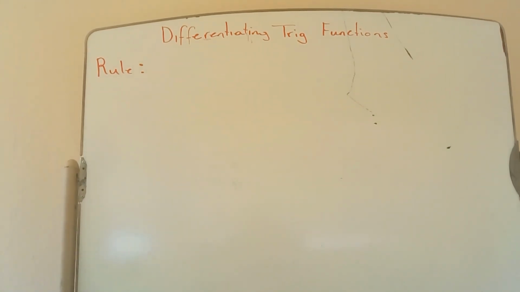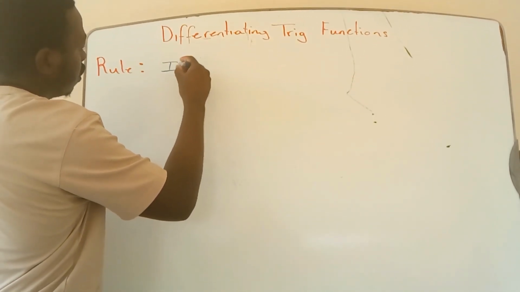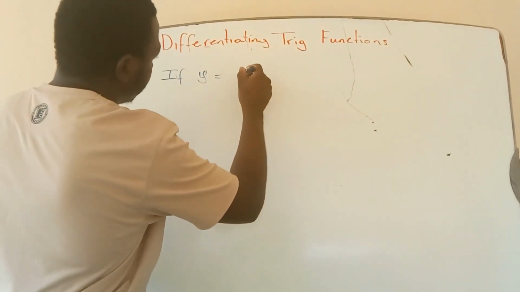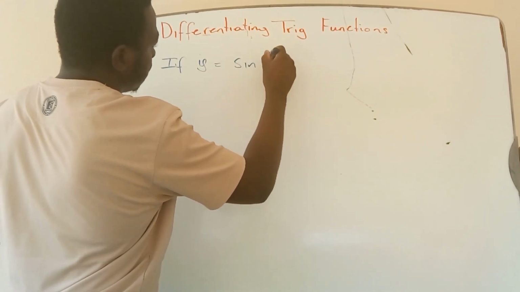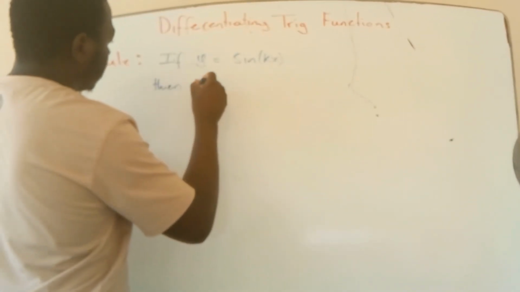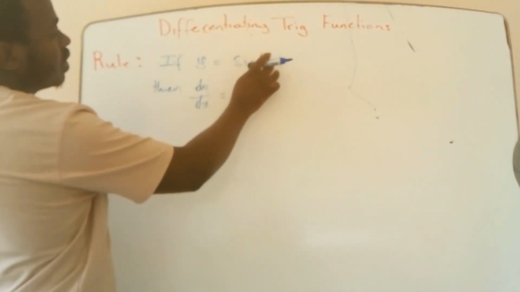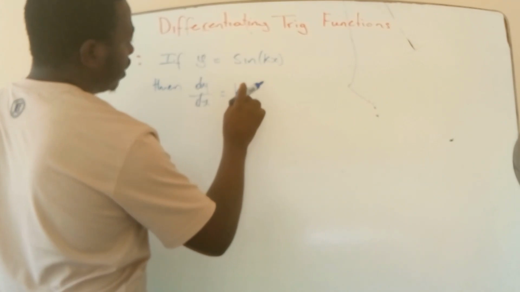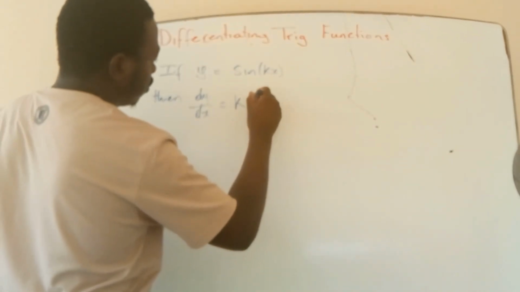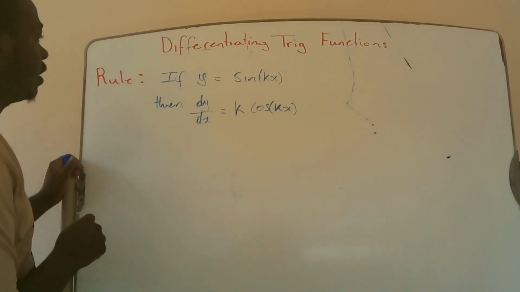Now you need to understand the rule. So the rule for differentiating a sine function states that if y is equal to sine kx, then dy by dx is equal to, you differentiate kx, that gives you k, take that to multiply the differential of sine kx, so differential of sine kx equals cos kx. So that's it, right?